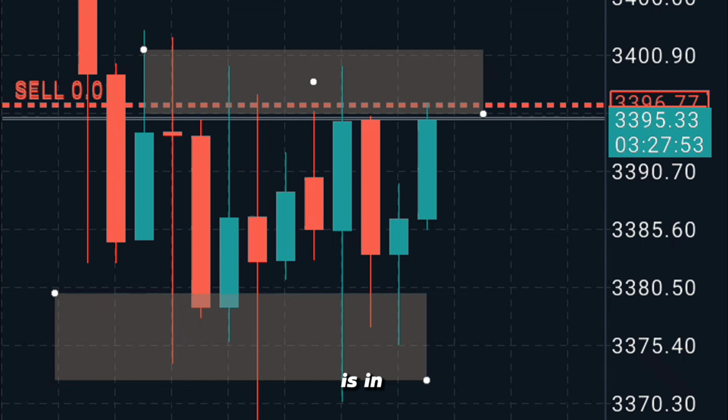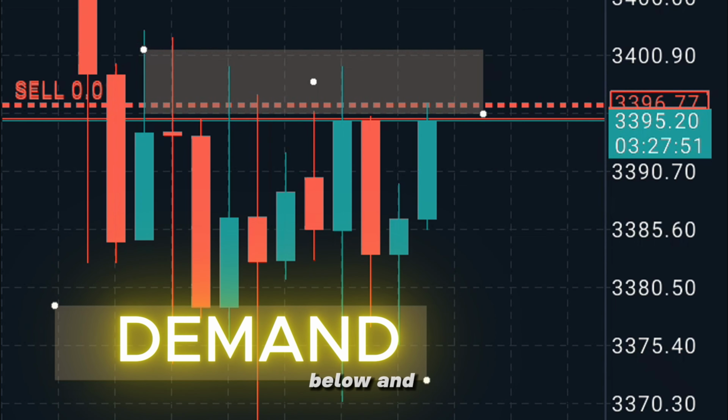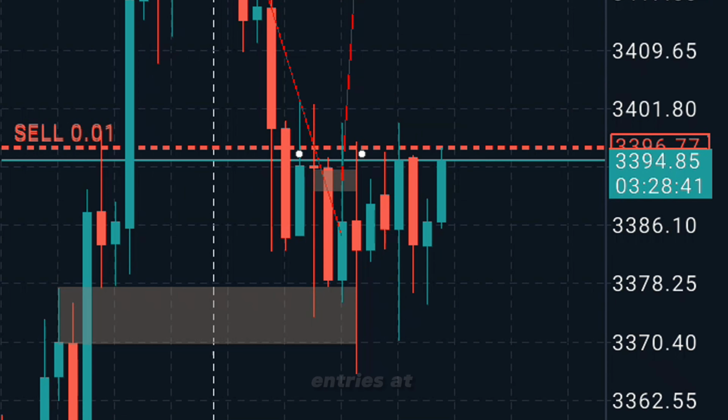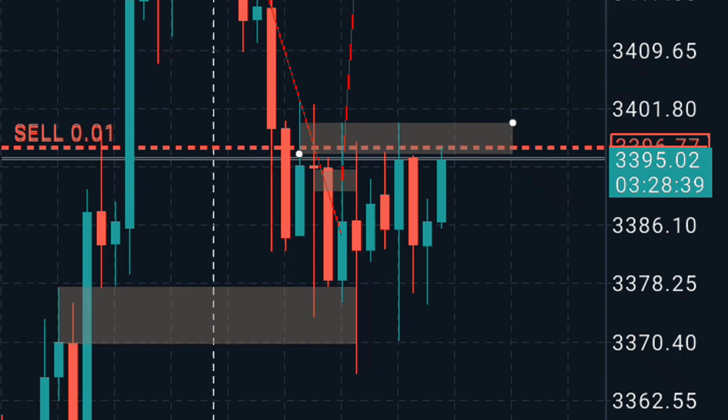Currently, gold is in a consolidation. It is trapped inside a channel with demand below and supply above. I took my sell entries at the supply because it aligns with my previous trend bias.